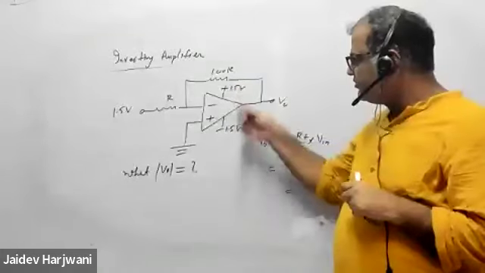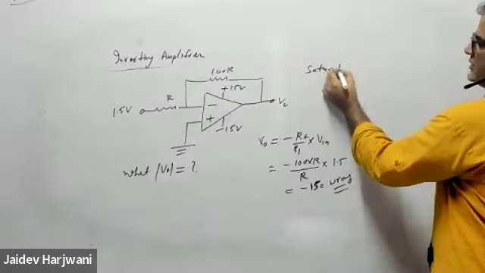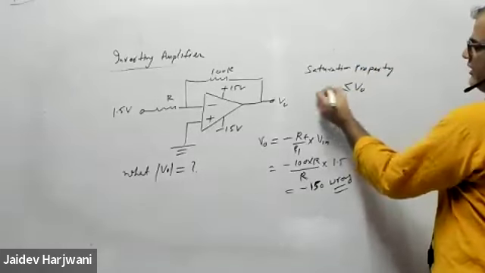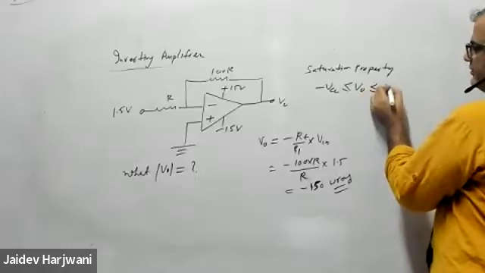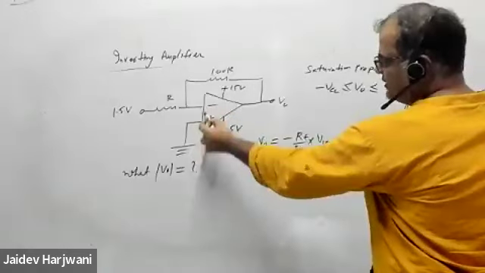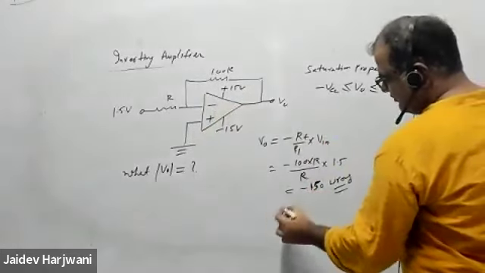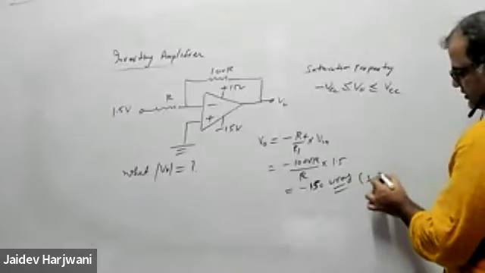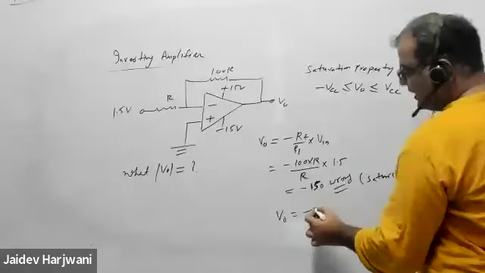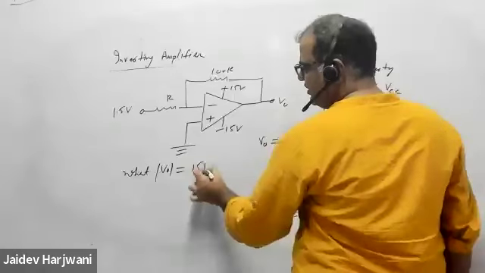Out cannot go beyond your VCC. That is the saturation property, the first thing we learn. My V naught can be only between minus VCC and plus VCC. Since the input is grounded, and whatever you apply here is coming here, what will V naught be actually? V naught saturates. So the saturated value will be minus 15 only. And the question is what is V naught? So V naught will be only 15 volt.